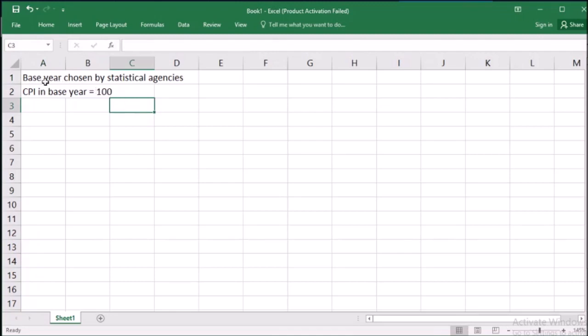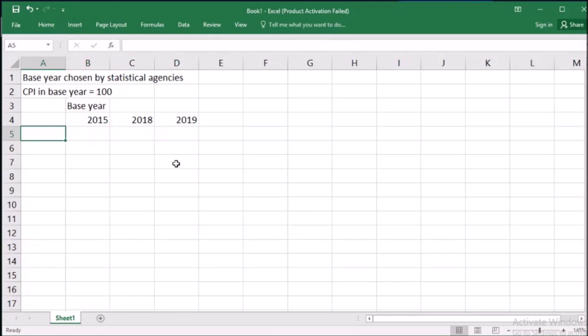Just like in our real GDP example, there are base years that are usually chosen by statistical agencies. For the base year, we assume that the index that reflects the cost of the consumer's basket is going to be equal to 100, whatever the actual cost of the basket is. So let's say, for example, our base year is 2015. Let's say we're also looking at years 2018 and 2019.